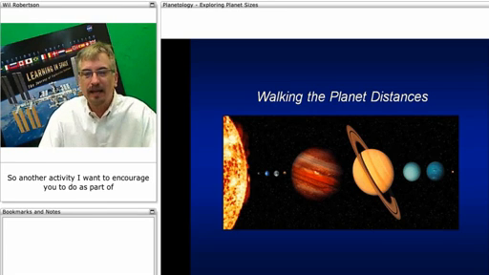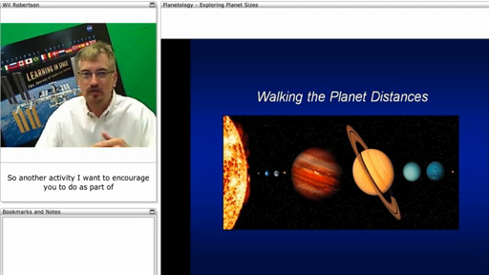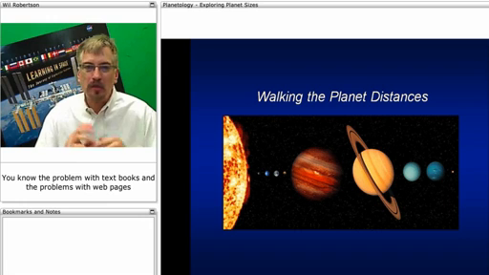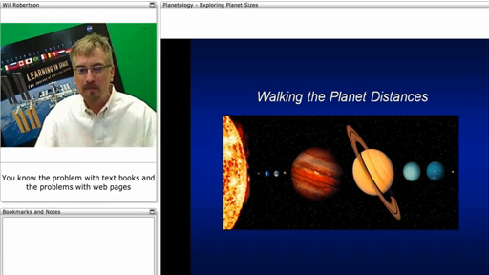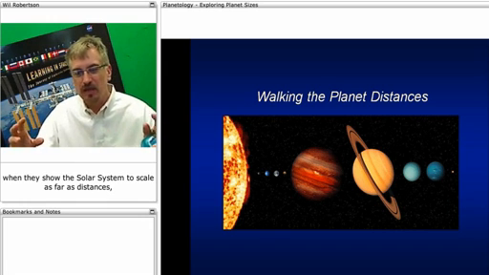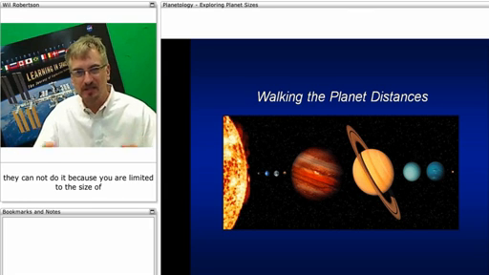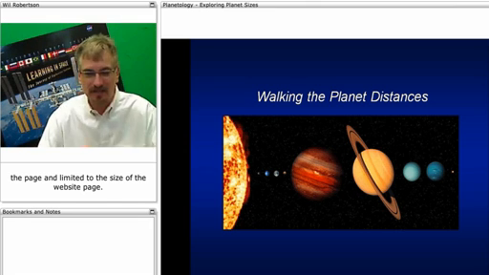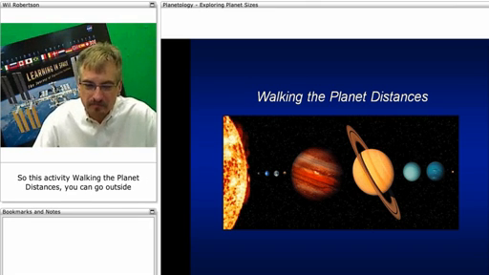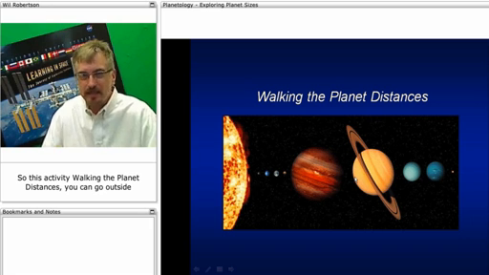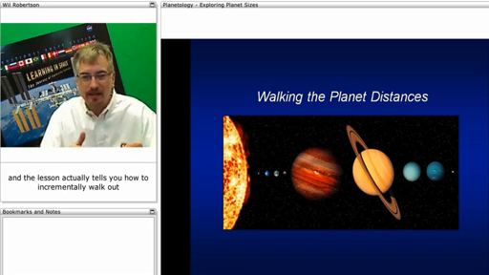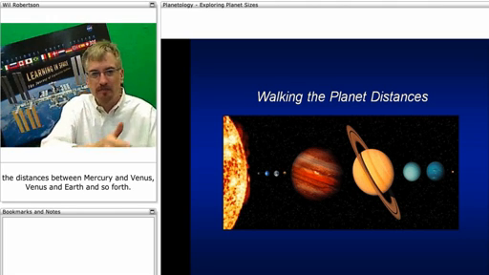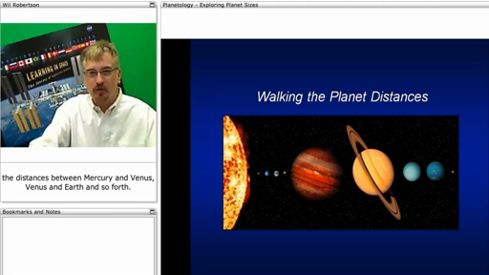Another activity I want to encourage you to do as part of How Does Earth Compare is walking the planet distances. The problem with textbooks and web pages is that when they show the solar system to scale as far as distances, they cannot do it because you're limited to the size of the page. So with this activity, walking the planet distances, you can go outside, and the lesson tells you how to incrementally walk out the distances between Mercury and Venus, Venus and Earth, and so forth.